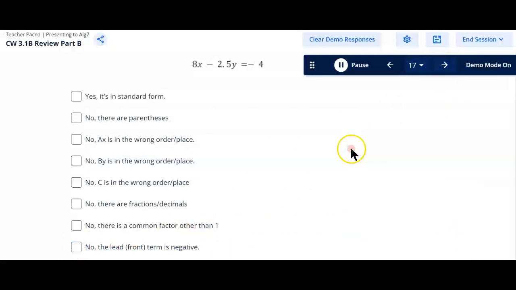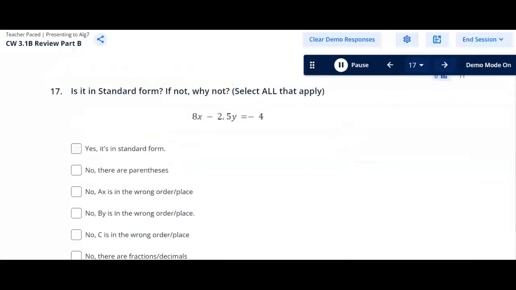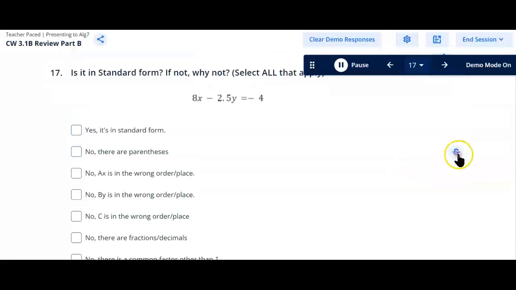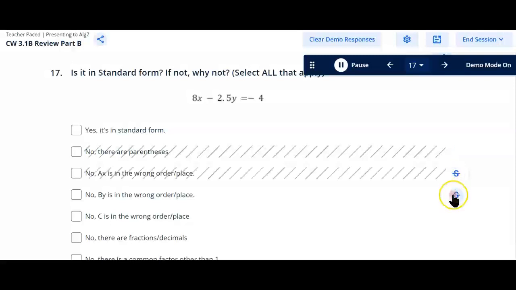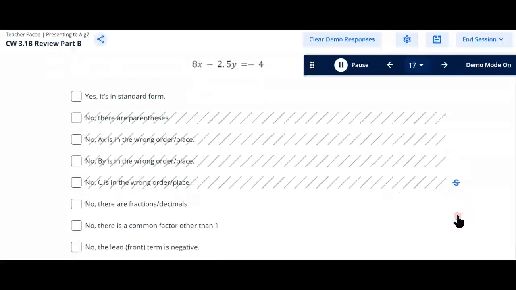Moving on to number 17. Is this in standard form? Why or why not? So just work through it just like we did the last one. Are there parentheses? Is AX in the wrong place? Is BY in the wrong place? Is the constant in the wrong place? Are there fractions or decimals? Yes. Fractions or decimals are a problem with standard form.